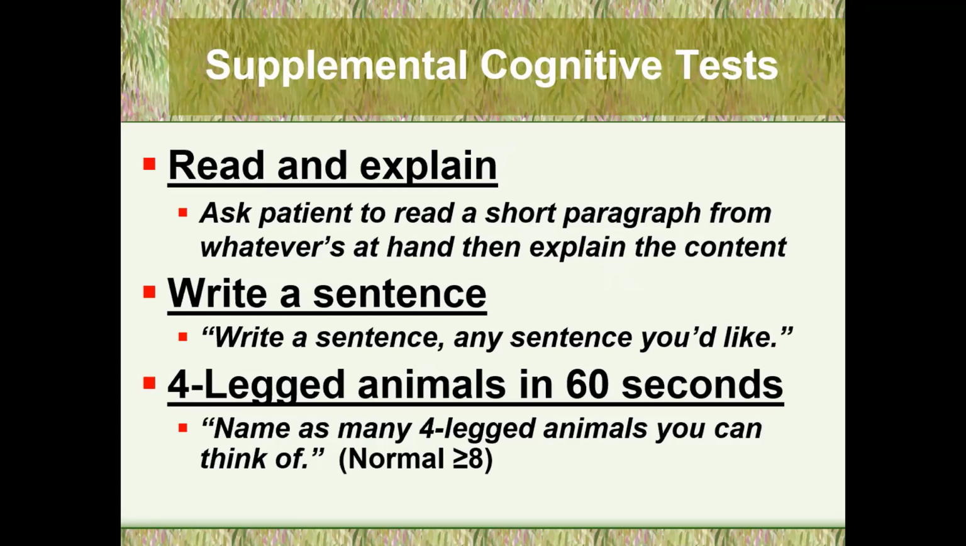And the one I really like, which you may try because it's really entertaining at times, is the four-legged animal test in 60 seconds. You don't look at your watch. You don't want to pressure the person and let them know they're being timed. So you have some covert way of determining 60 seconds. But you ask the person to name as many four-legged animals as they can think of. And in 60 seconds, somebody should get at least 8. My world record is 26. So if you can get somebody who gets better than that, please let me know.